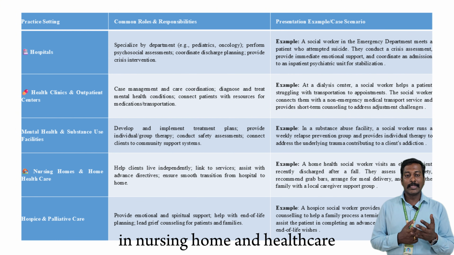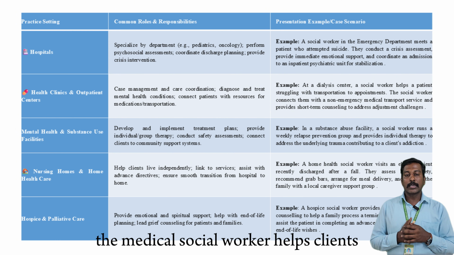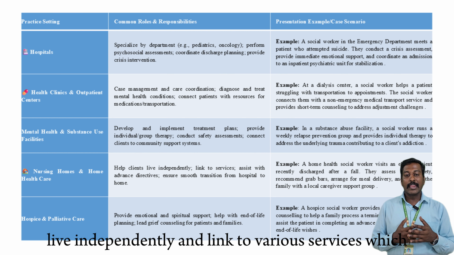In nursing home and home healthcare, the medical social worker helps clients live independently and link to various services which they can access and lead a better life. The example for this: a home health social worker visits an elderly patient recently discharged after a fall. They assess home safety, recommend grab bars, arrange for meal delivery, and connect the family with the local caregiver support group.